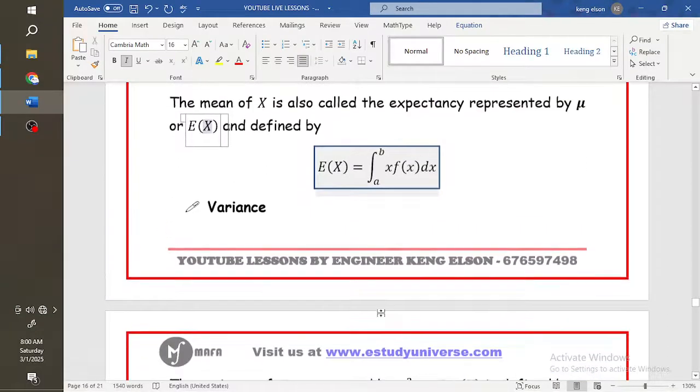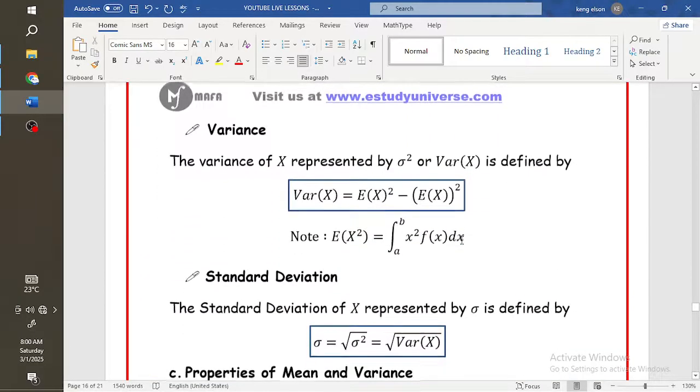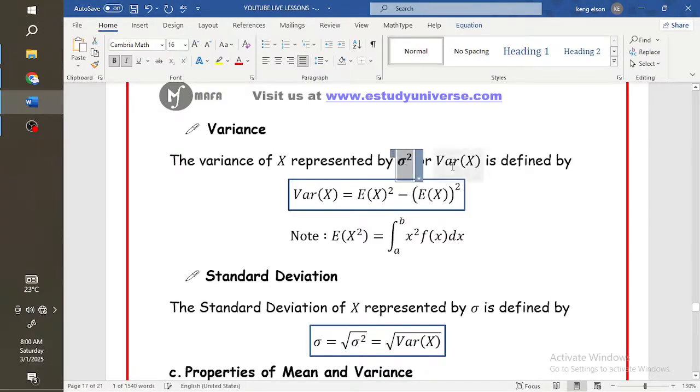Now let's go to the variance of the random variable. So the variance is represented by sigma squared or just the var of x. Either we use sigma squared or the var of x, and it is defined by E of x squared minus E of x all squared. Now what is E of x squared? E of x squared is the integral of x squared times f of x.